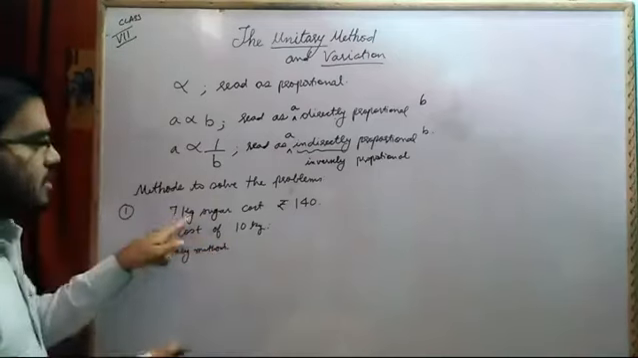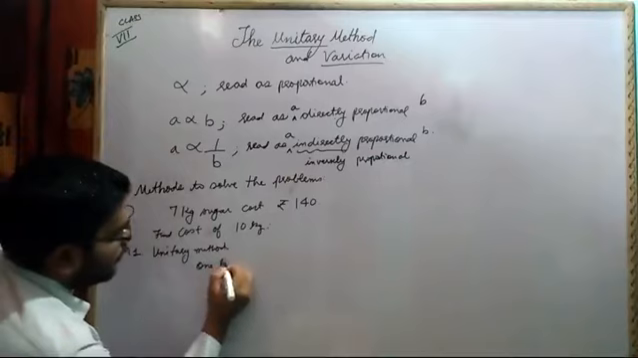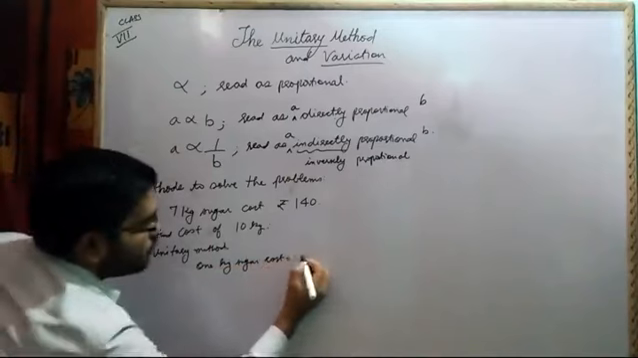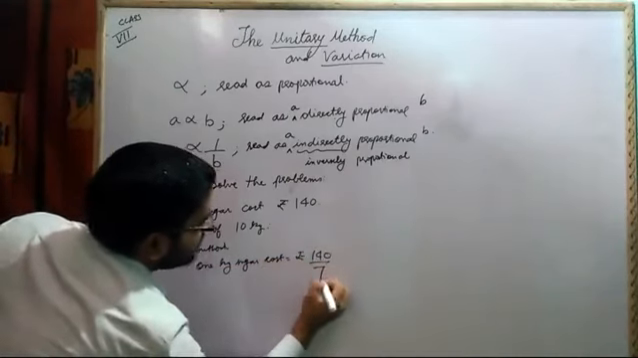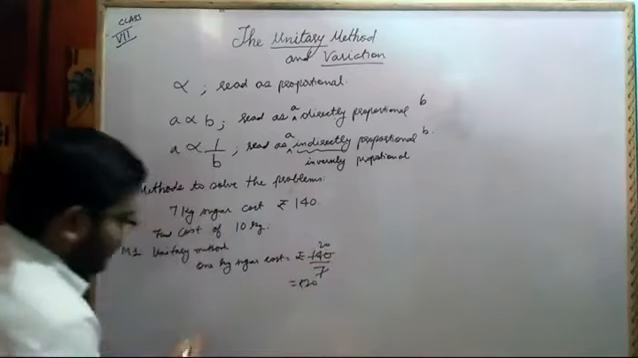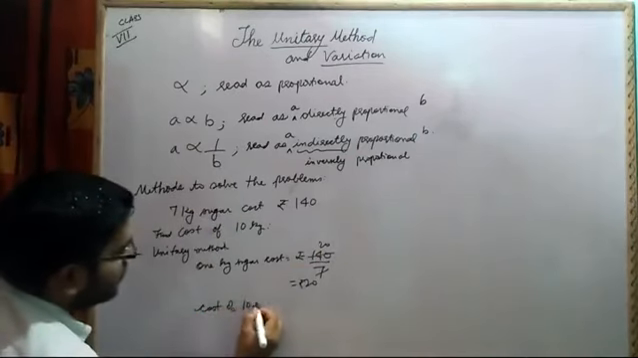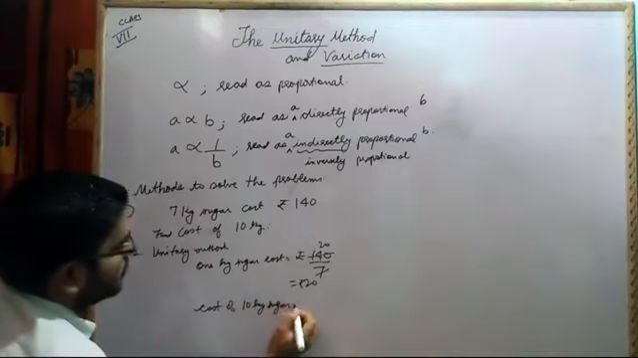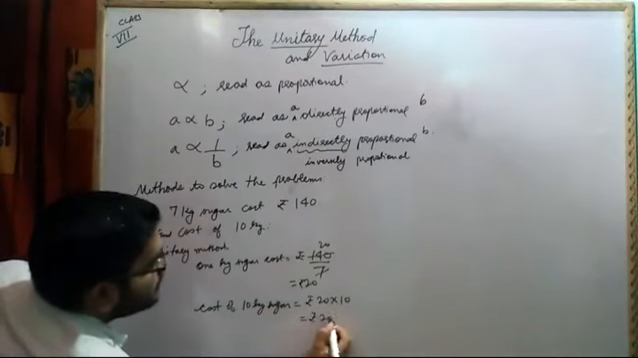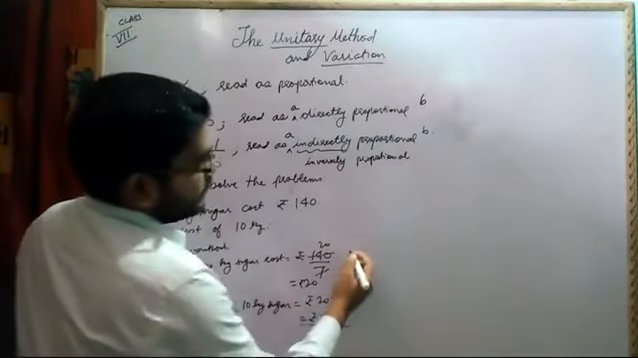Now here, as you know, 7 kg costs 140. Then what will be the cost of 1 kg? 1 kg sugar cost is equal to total cost by 7. That means rupees 20, correct? Now you have to find out the cost of 10 kg. Cost of 10 kg sugar is equal to rupees 20 multiplied by 10, which is equal to rupees 200. This is the unitary method.